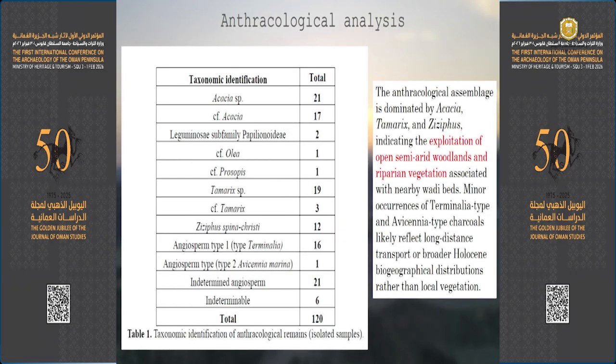We also got a nice result from the study of the charcoals, and we see the presence of probably Tamarix and Ziziphus species that were probably locally growing, but other species like Avicennia-type species, as we saw with Maria Pia, were probably not local. They were probably taken from some more distant places.